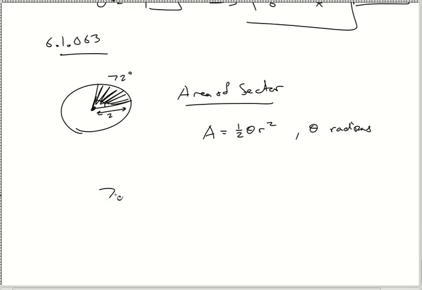Okay. Theta here has got to be in radians, just like last time. And so 72 degrees is not going to work. I need to multiply that by 180. Nope, it's pi over 180. Remember, because my degree symbols have got to cancel out. Okay.